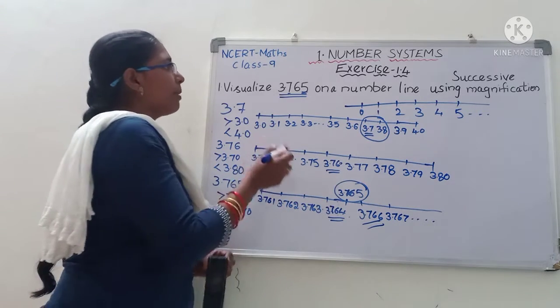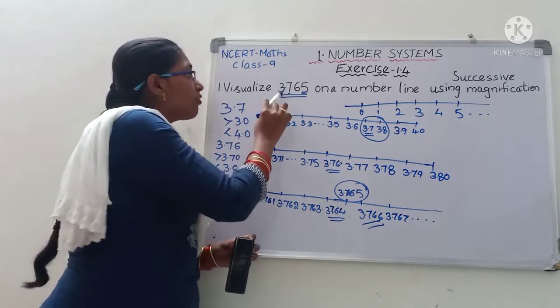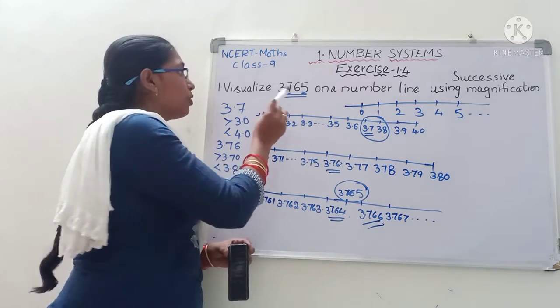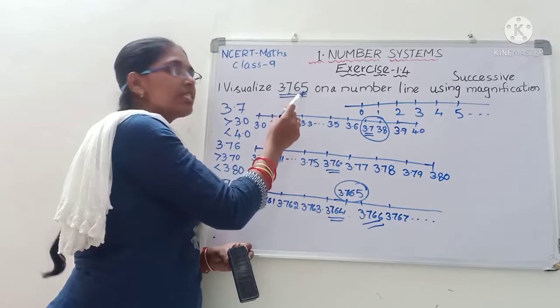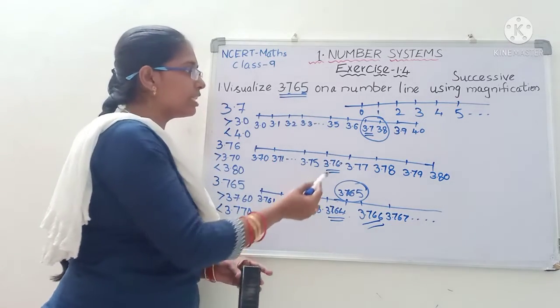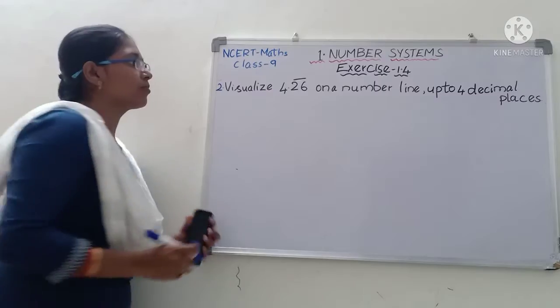So first, step by step, after the decimal point, take one digit, 3.7. Then take 2 digits, 3.76, then take 3 digits and so on. In this way you can do this, children.